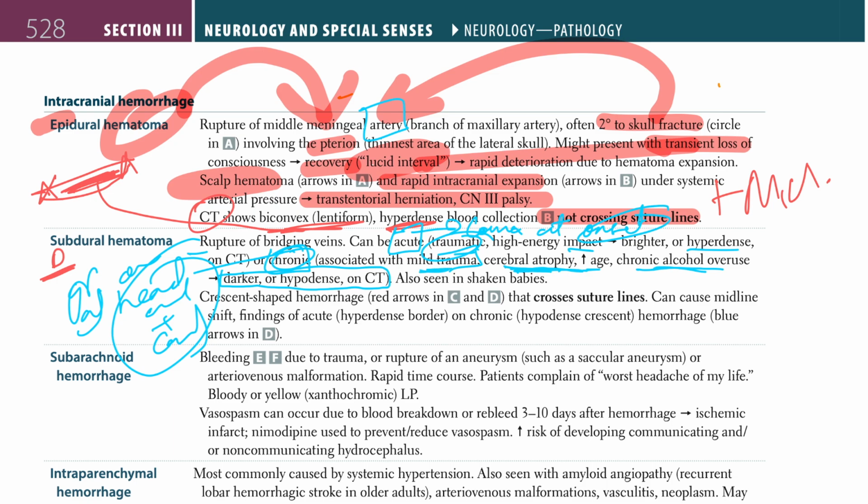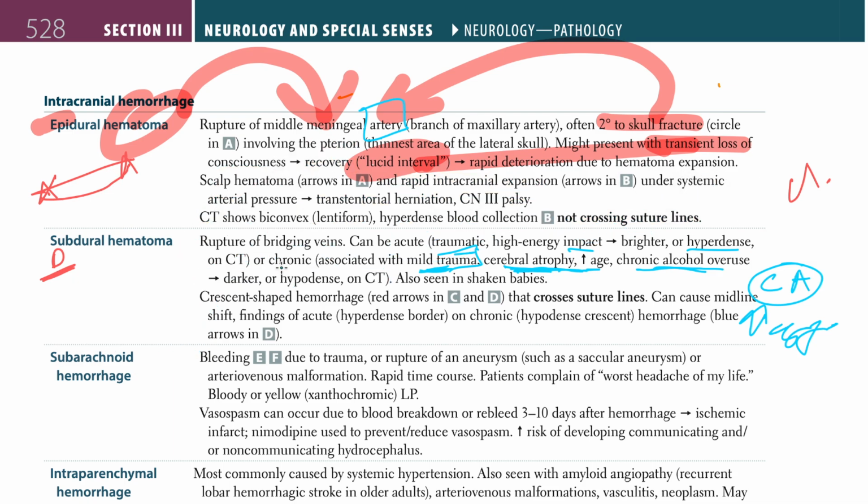Now, if you give them a little mild trauma, that's not actually a trauma, but it's a mild trauma, they will mess up their bridging veins. As you know, here are the bridging veins coming, and as you cause cerebral atrophy, these bridging veins get tension. So with a mild trauma, they can break. When does cerebral atrophy happen? When increase in age. Okay, so with mild trauma, they can break, causing hematoma formation. Okay, that's the chronic one.